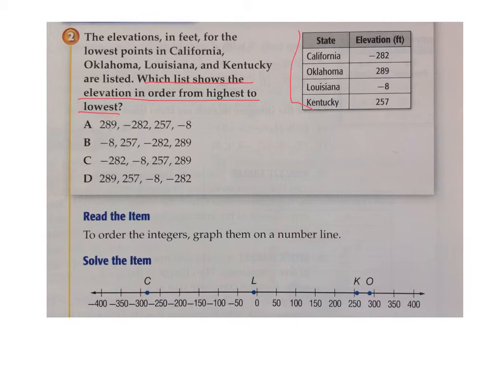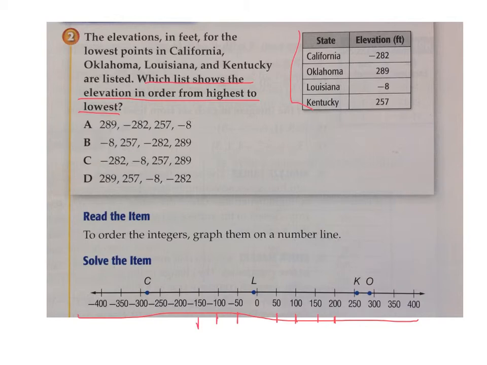So one way to solve this is we could do a number line. And so you can see the number line that was done here. The person who made this number line decided to count by 50s, because the numbers are pretty large here, so we wouldn't want to go by ones. That would just not work very well.